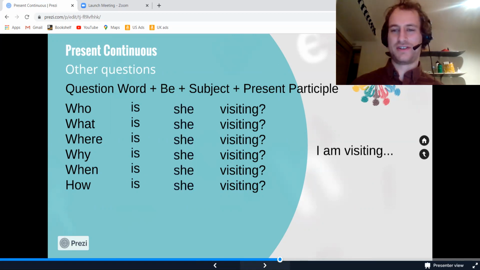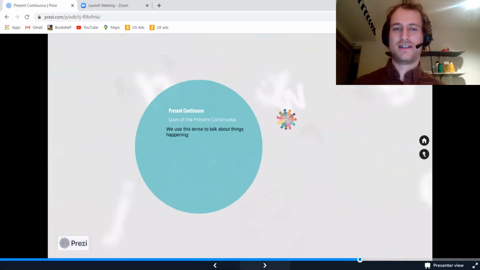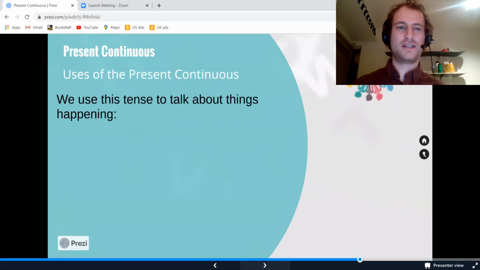And some answers to these questions. I'm visiting my friend. We are visiting our friends. He or she is visiting their friends. They are visiting their friends. So that's how you form other kinds of questions using the present continuous. So we've gone through positive statements, negative statements, yes, no questions, and other questions. So let's keep going forward.